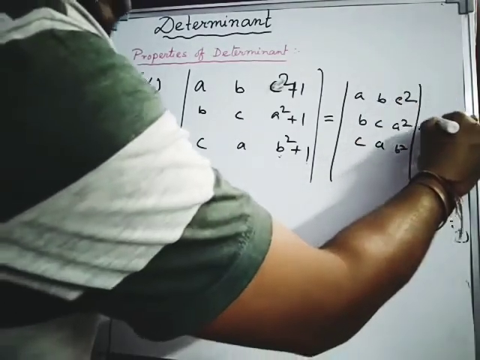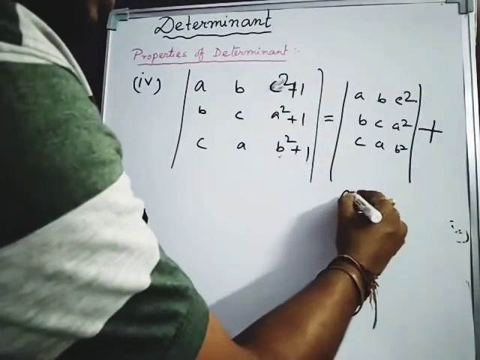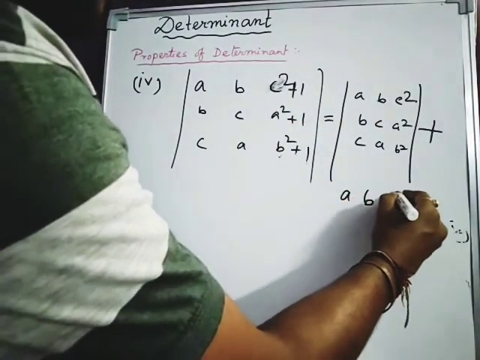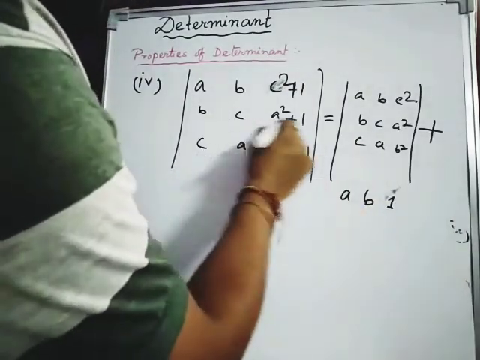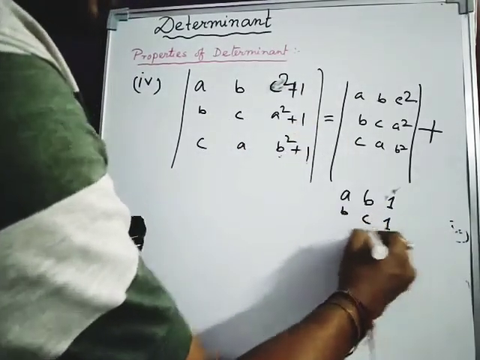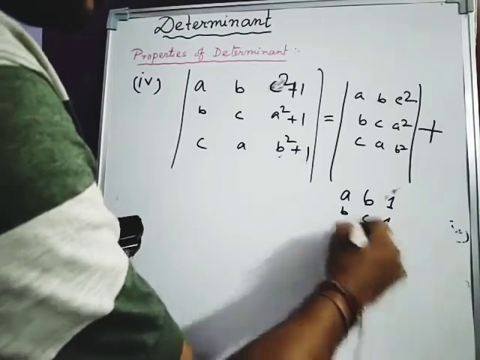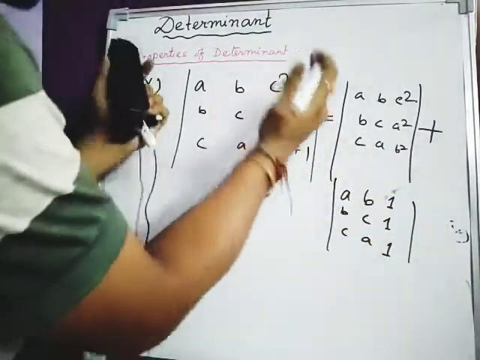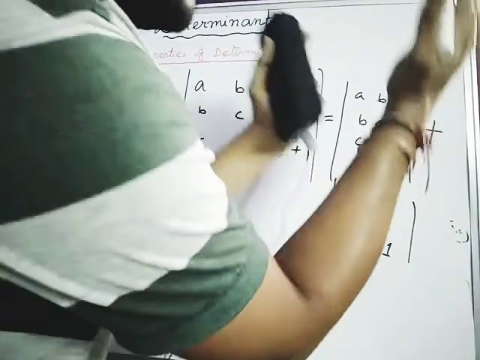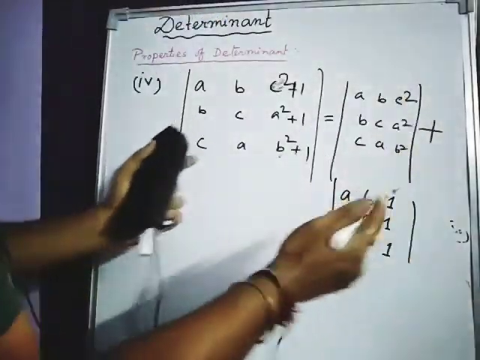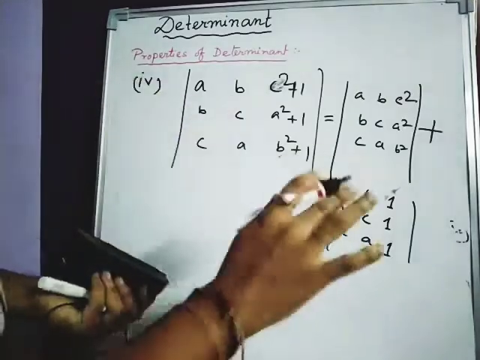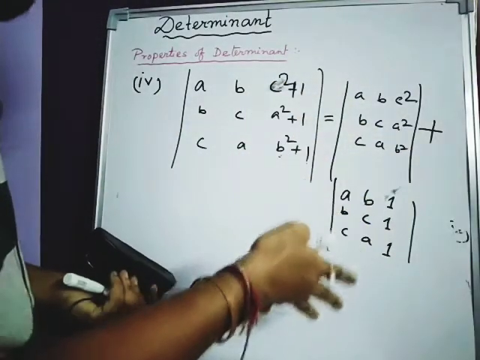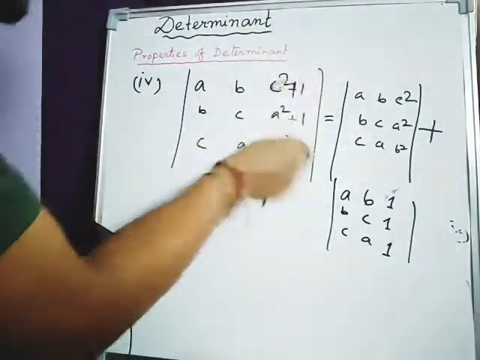This determinant plus, again, a, b, c square, then a, b, 1, b, c, 1, c, a, 1. Do you understand? This particular determinant is nothing but the determinant of this plus the determinant of this, which means addition, because it is only possible in the case of a column. If it is written in a row, you cannot split like this. So splitting is only possible if it is written in a column.